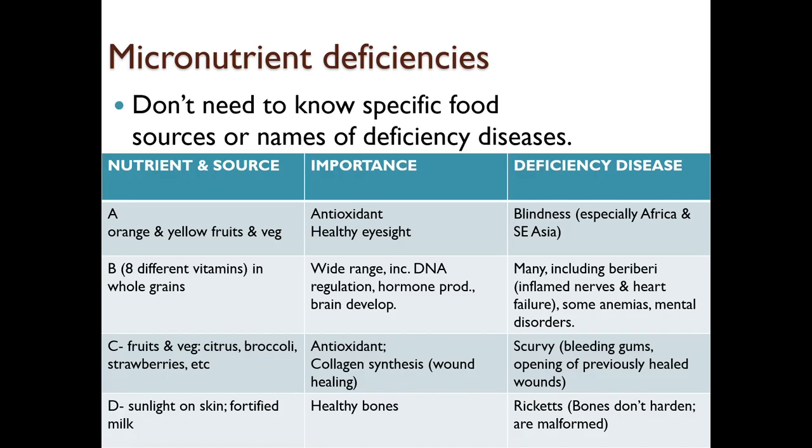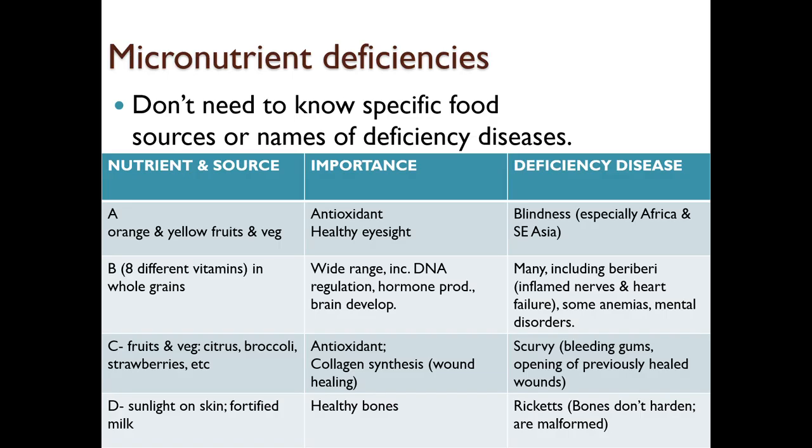You do not need to know the specific food sources or names of these deficiency diseases, but I wanted to just give you an overview of what these different diseases are that can be caused by these micronutrient deficiencies. Vitamin A is found in orange and yellow fruits and vegetables. It's important for healthy eyesight.